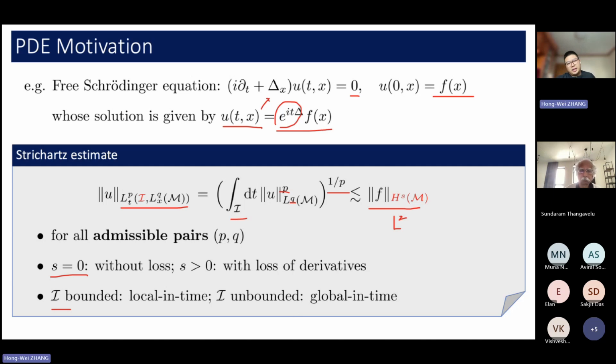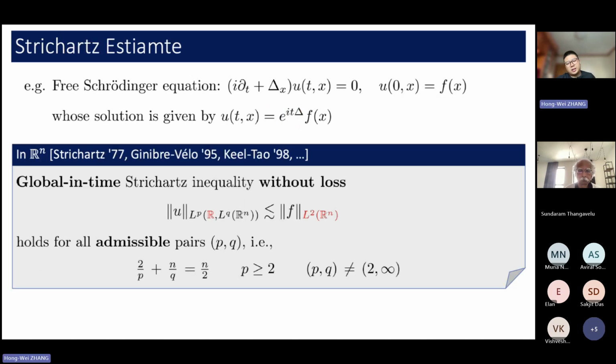It's well known that in the Euclidean setting, the Strichartz inequality holds without loss. It means that the right-hand side is L2, and global in time. Global in time means that the time interval is unbounded. And this holds for all admissible pairs (p,q) satisfying this condition, and this condition is sharp.